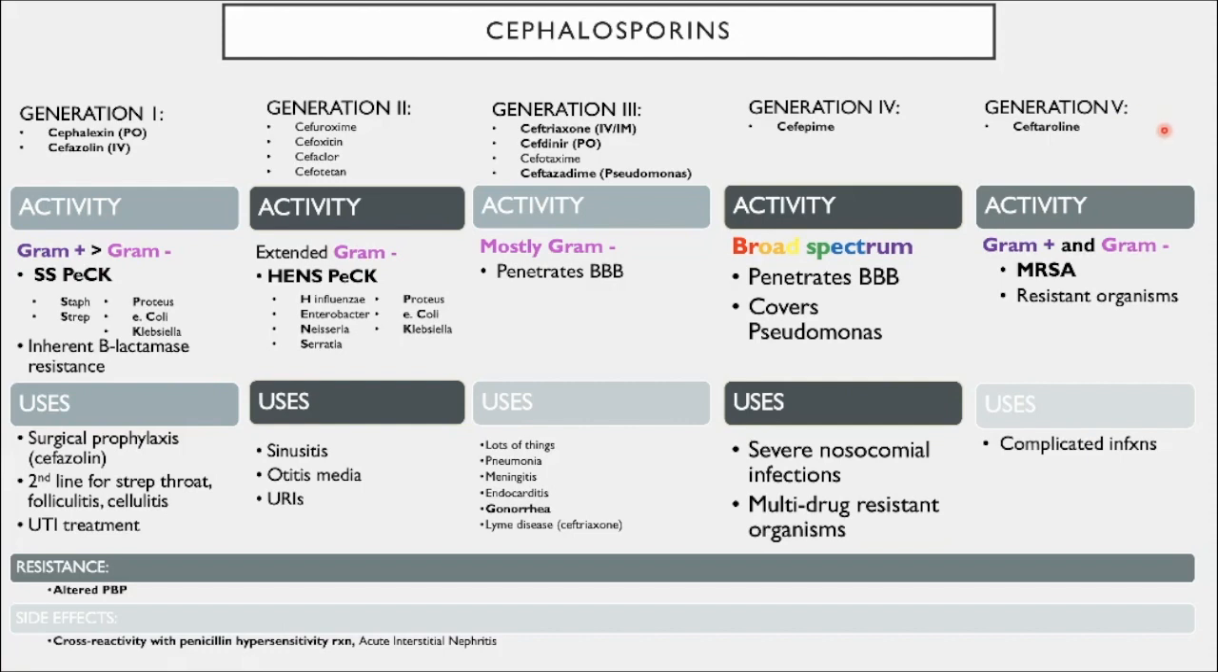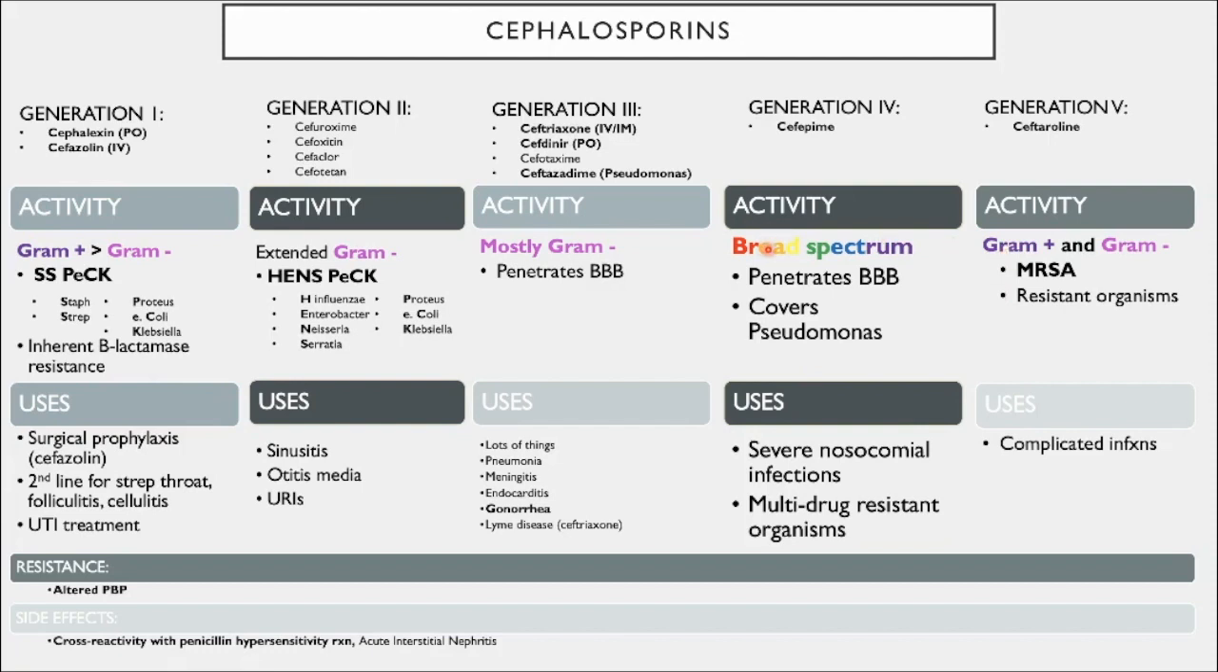I want to say we're actually to generation 6 now, but don't worry about that. Each generation basically becomes more gram-negative focused. So Gen 1 is almost mostly gram-positive, a little bit of gram-negative. You can kind of equate it to the aminopenicillins. However, the aminopenicillins actually have better coverage. And then once you get to generation 2, you've added even more gram-negative coverage. By the time you've reached generation 3, you're essentially only doing gram-negative. You don't really have a lot of great gram-positive coverage by then.